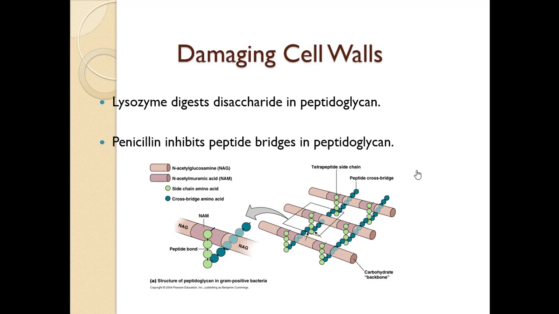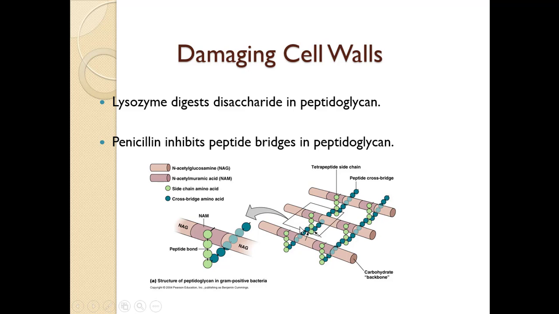Penicillin inhibits peptide bridges in peptidoglycan. Those bridges are important for maintaining the structure of that peptidoglycan cell wall layer. That being said, there are some bacteria which can break down penicillin, and those are the ones that we're concerned about, those antibiotic-resistant bacteria.